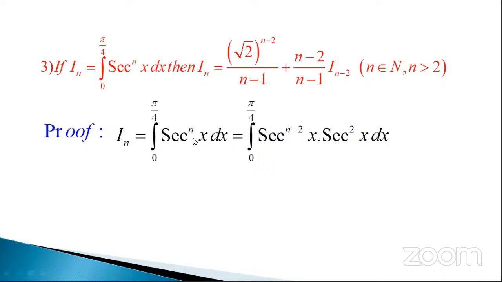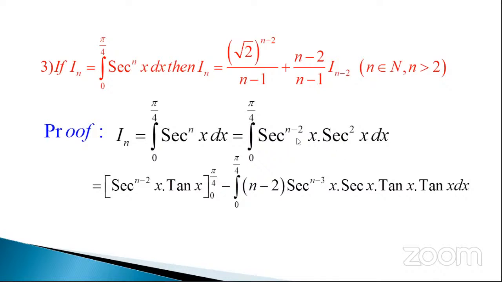Only in sin x and cos x, that is sin to the power of n x and cos to the power of n x, in those problems only we write sin to the power of n minus 1 x into sin x. But in all remaining problems, we write sec to the power of n minus 2 x into sec square x. The exponent can be written as n minus 2 plus 2; the minus 2 and plus 2 get cancelled, leaving n only. Now this is the product of two terms.